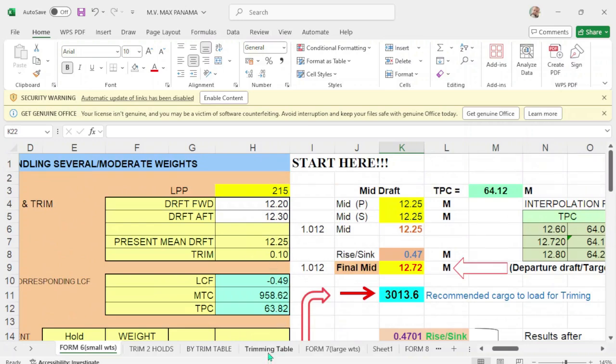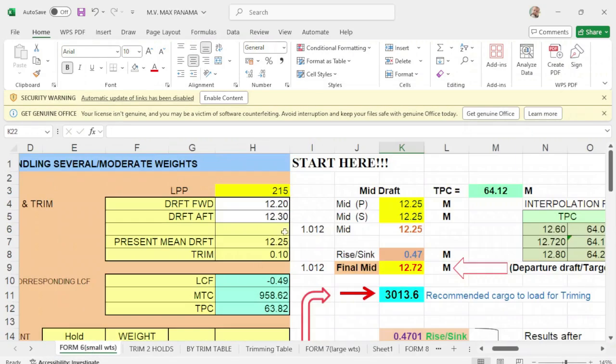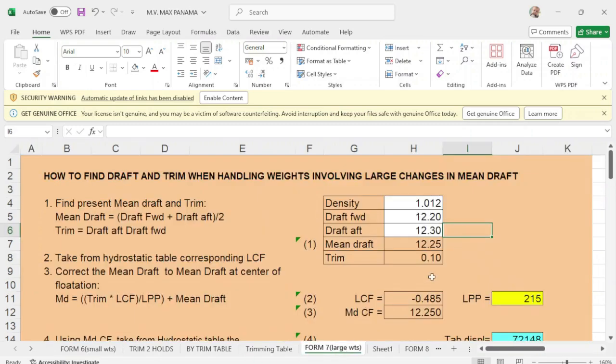So you put here 1.012, and this is your initial drop. Forward is 12.2, up is 12.30, which is this one. Okay, then your main drop 12.25 and trim is 0.10, which is this one.